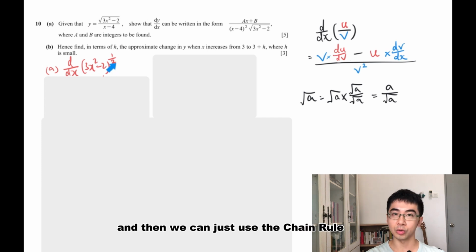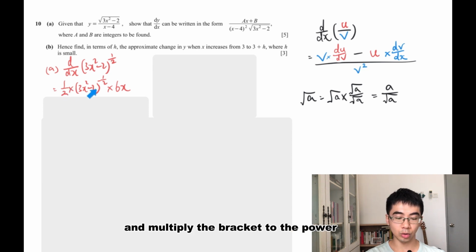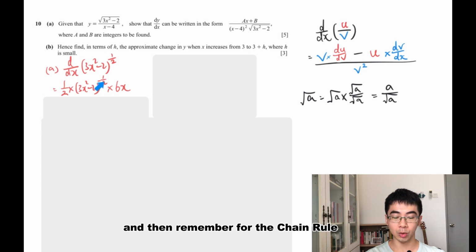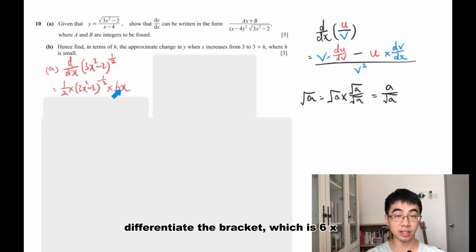And then we can just use the chain rule. This 1 over 2 will become the coefficient and multiply the bracket to the power of 1 minus the original index, which is 1 minus 1 over 2. That gives you negative 1 over 2. And then remember, for the chain rule, multiply by the derivative of the bracket, which is 6x.